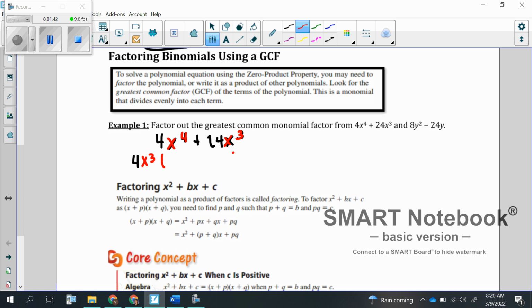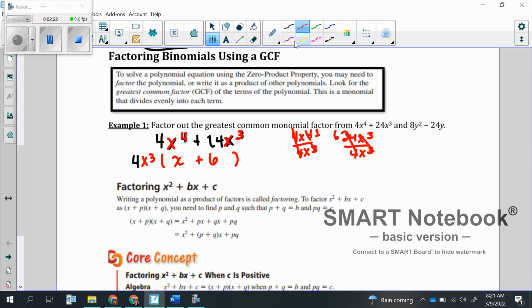And then to see what is left inside the parentheses after we factor out, we can always, like we did when we graphed trig functions, divide by whatever we factor out, and that will get us what's left over. So for example, 4x to the fourth divided by 4x cubed, x to the fourth over x cubed just gives me x to the first power. So that would just be x left, plus, again, we could do the same thing with 24x cubed divided by 4x cubed. We're going to get 6, and then the x cubes cancel, so it's just x plus 6.